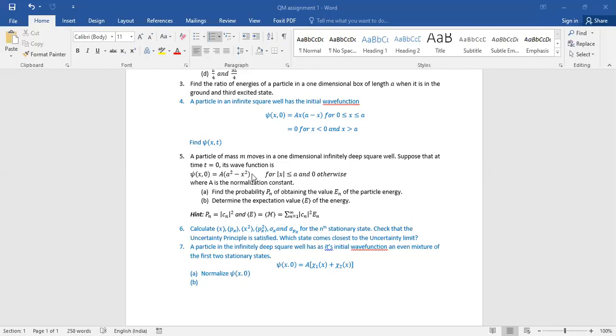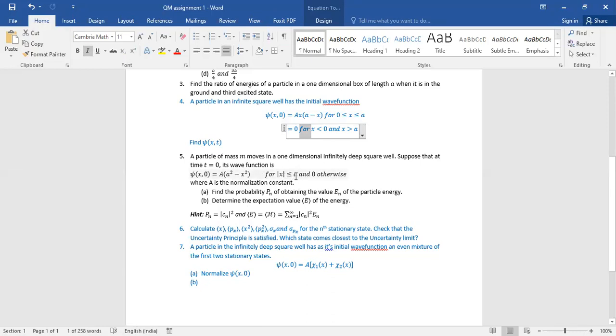So in this, what do we say? That the particle of mass m is moving in a one-dimensional, infinitely deep square well. Now suppose at time t equal to 0, its wave function is psi(x,0) = A(a² − x²) for mod x less than or equal to a, and it is 0 otherwise. Please note, here the wave function is different from what you have here, but it's a similar point to start off with. Now over here, what is the extent of the well? Can somebody tell me?